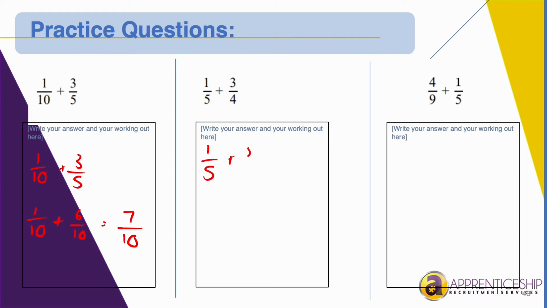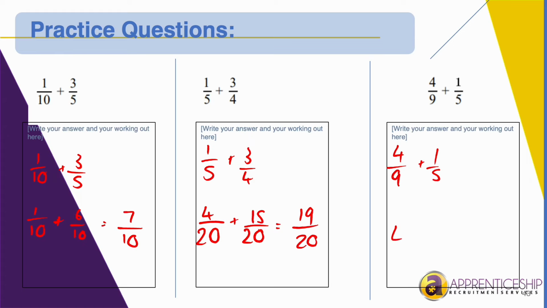1 over 5 plus 3 over 4. So the bottom two numbers, if I multiply together, are going to be 20. This first fraction was multiplied by 4, so the top number multiplied by 4. And the top number here is going to be multiplied by 5, which is 15. So that's going to equal 19 over 20. And 4 over 9 plus 1 over 5. Both are going to be over 45. This top one's going to be 20, this top one's going to be 9. So that's 29 over 45. Okay, hopefully that made sense.